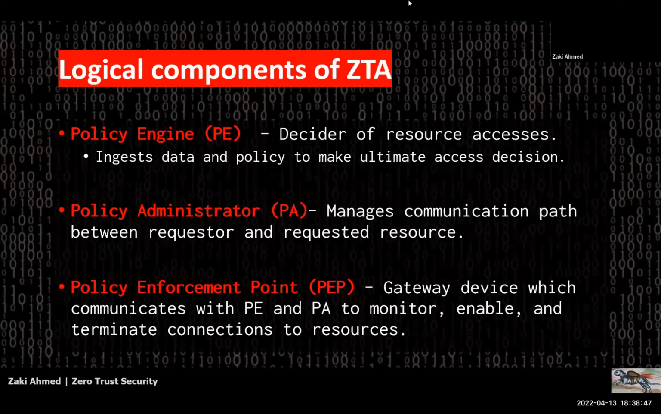Logical components of ZTA: there are 3 components: policy engine, policy administrator, and policy enforcement point. Policy engine decides resource accesses, and policy admin manages the communication between requester and the requested resource. And policy enforcement point acts as a gateway which communicates with policy engine and policy admin to monitor, enable, or terminate connections to resources.